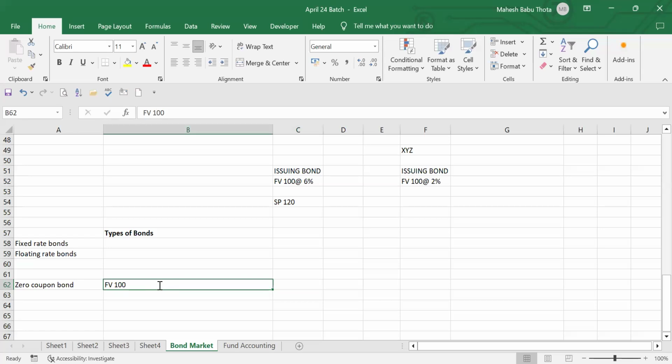There won't be interest. The interest rate will be zero. Zero means zero. But on maturity, you will get 100 rupees. You are investing 100 rupees, the face value is 100 rupees, and on maturity also, you will get 100 rupees.